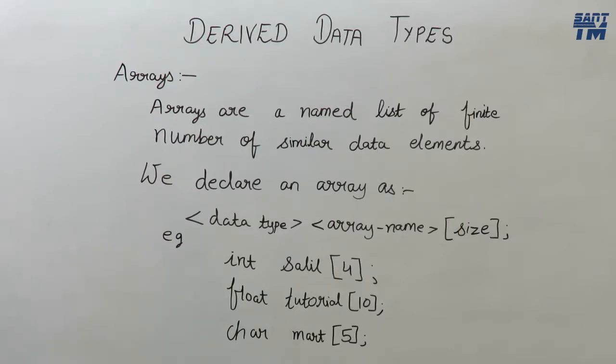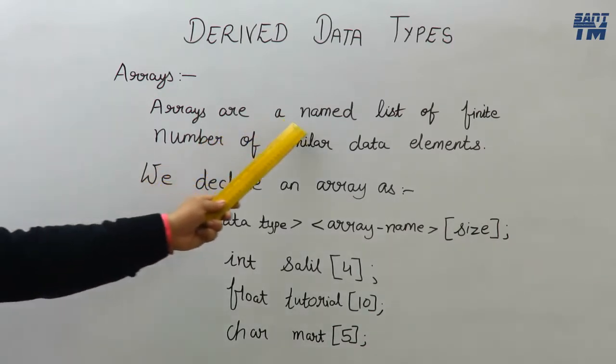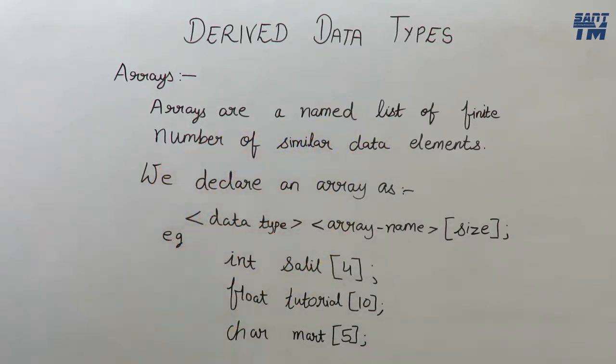Now let's discuss the first type of derived data type, that is the arrays. Arrays are a named list of finite number of similar data elements. By this definition I mean, listen carefully, suppose an array of integer type. I declare an array of integer type. It means I use the fundamental data type as integer and modify it to get our derived data type array. I take an integer data type and modify it to form an array. An array of integer type will be a named list of finite number of integer data elements.